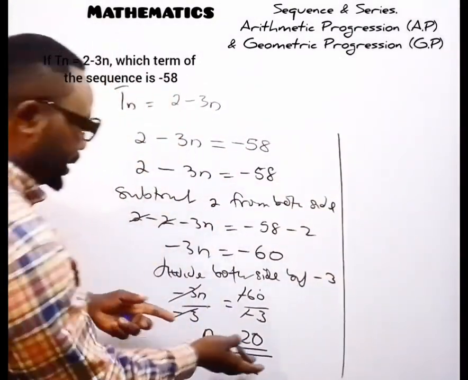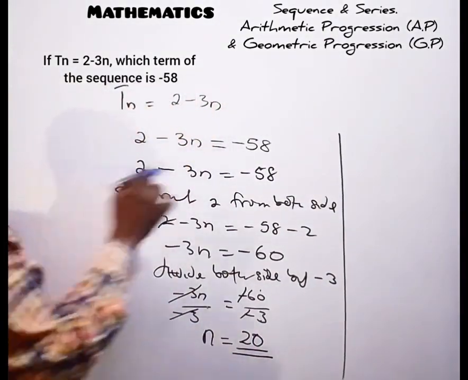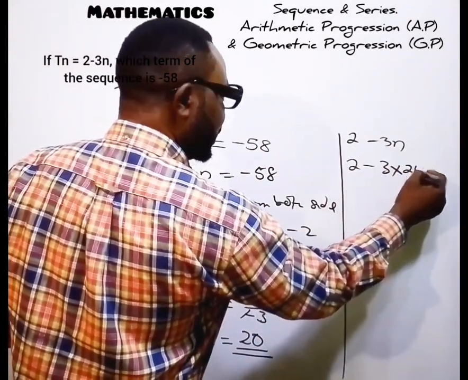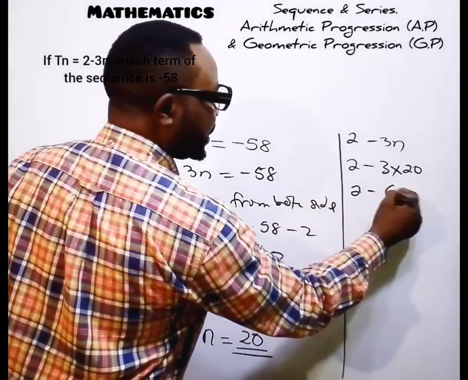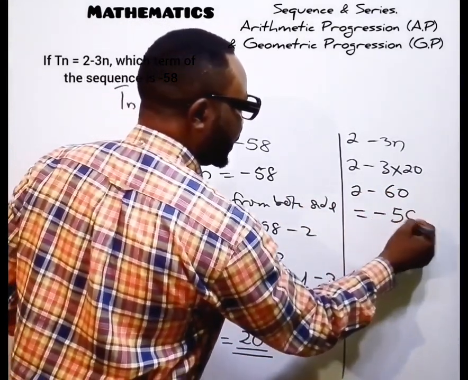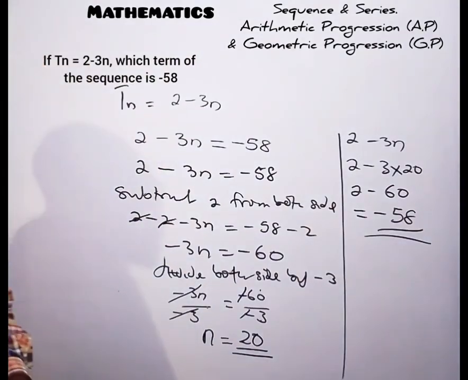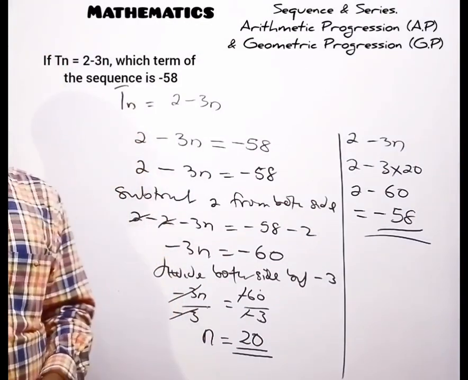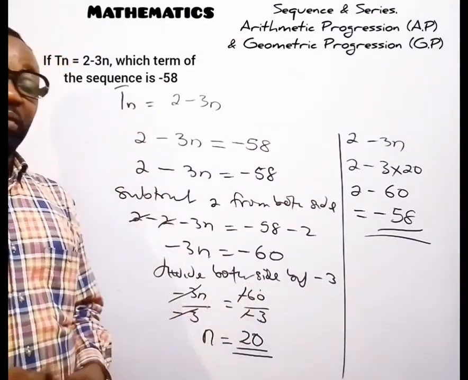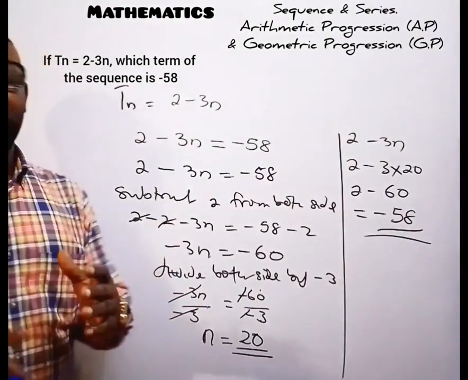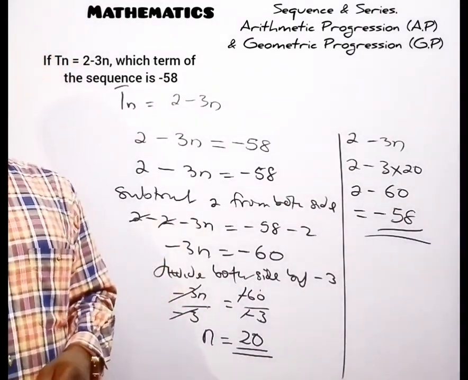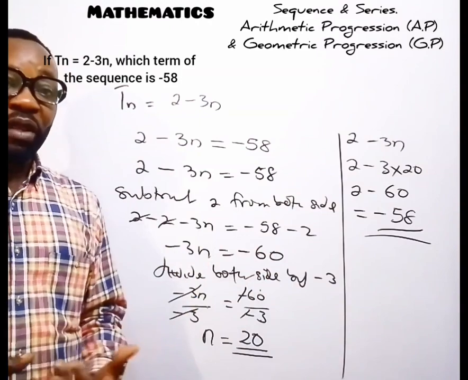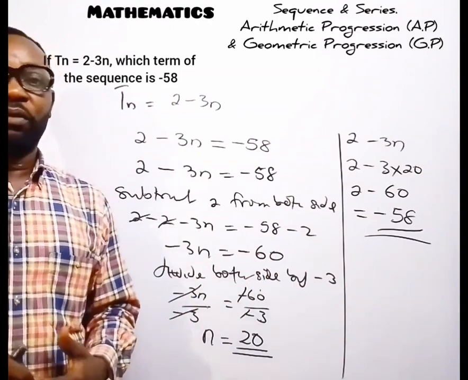Let's insert this 20 where we have n. We have 2 minus 3 multiplied by 20. That will be equal to 2 minus 60, which is minus 58. So that expression is correct, and the question is solved. Questions like this come in different forms as a trick for students. Please take note of how we have been solving it so far and stay tuned for the next question.